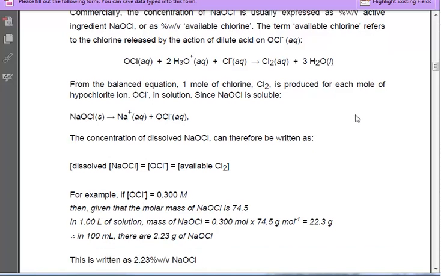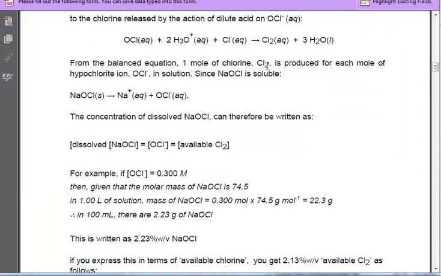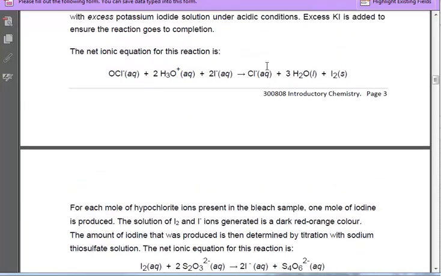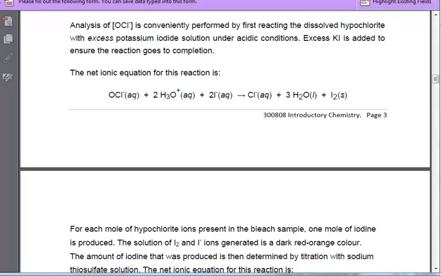So what we're going to do is work out the concentration of the sodium hypochlorite 3 ways. We're going to do it as moles per litre, and then we're going to convert that into a weight percent of the active ingredient, sodium hypochlorite, and we're going to work it out as available chlorine, which are the two measures which are put onto the bottle. I'll come back to that in a minute. What we'll first want to do though is look at the reaction that we're going to be doing.